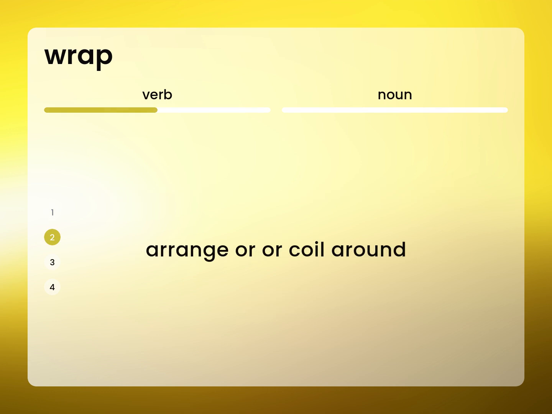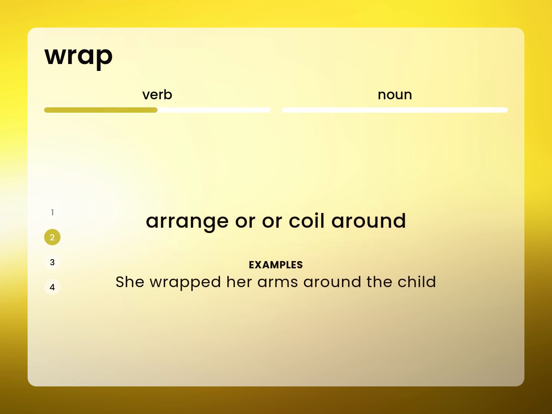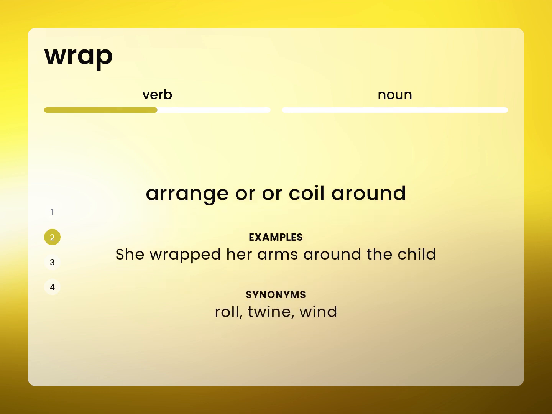Arrange or coil around. She wrapped her arms around the child. Roll, twine, wind.